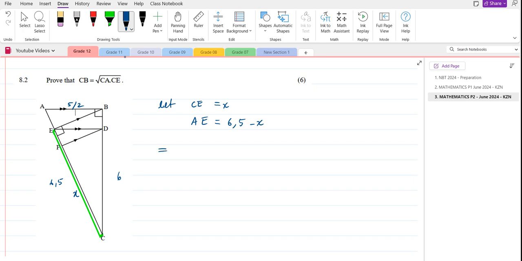This implies EB squared is now equal to... use Pythagoras because we are looking at this small triangle here. In this triangle, we got 6,5 minus X here, and this is X. Let me write this in red. Right? So we can find EB. Once we find EB, what do we do? Then BC.